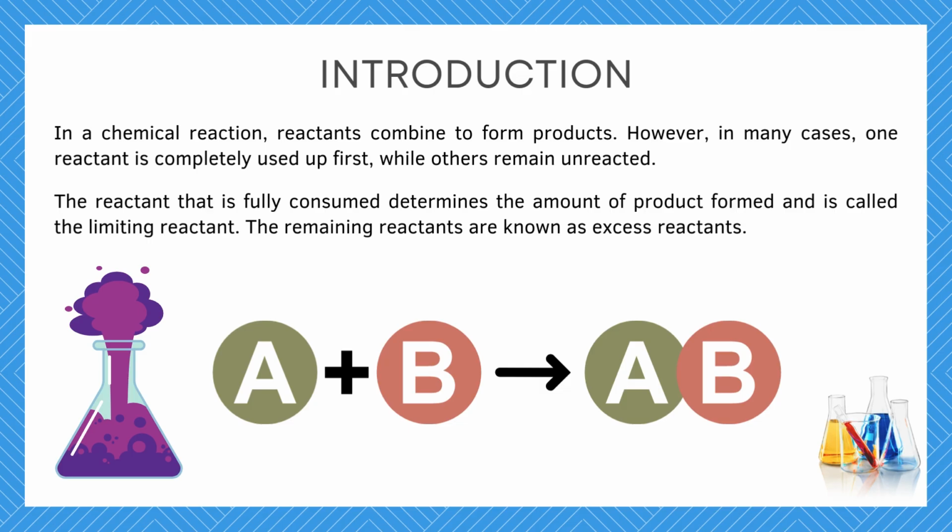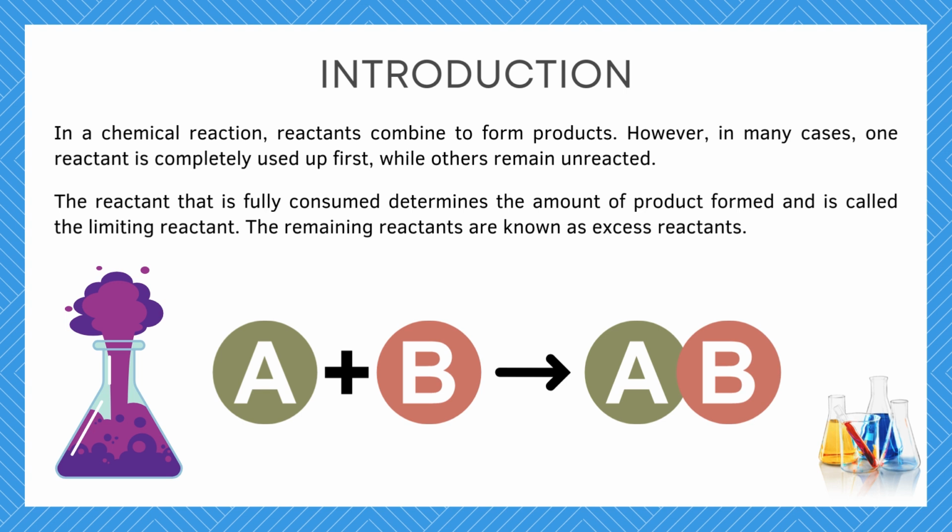All right, now, by way of introduction, it is important to know that in a chemical reaction, reactants combine to form products. However, in many cases, one reactant is usually used up completely first, while the others remain unreacted or left over. Now, the reactant that is completely consumed determines the amount of product that is formed and is called the limiting reactant.